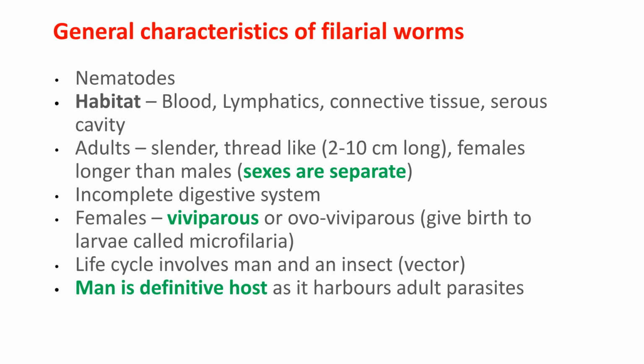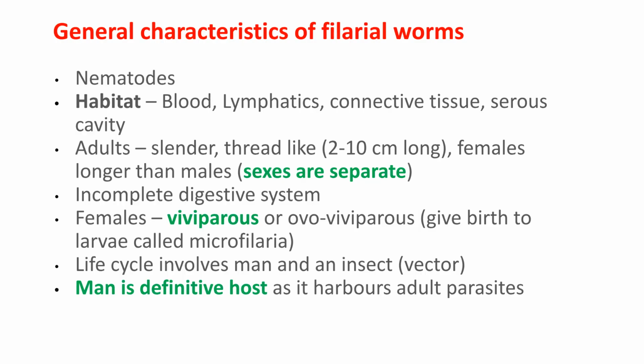Morphologically, adult filarial worms are slender and thread-like. The sexes are separate, and females are typically longer than males. These worms have an incomplete digestive system, which is characteristic of many parasitic helminths. The female worms are either viviparous or ovoviviparous, meaning they give birth to live larvae called microfilariae. This is important for diagnosis because we can detect these microfilariae in blood samples.